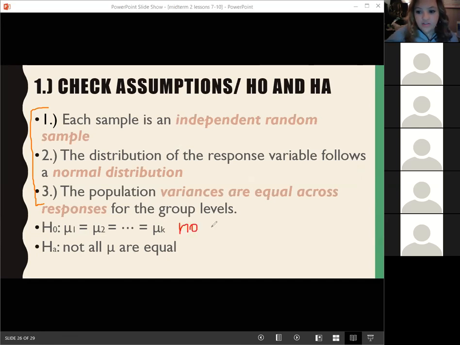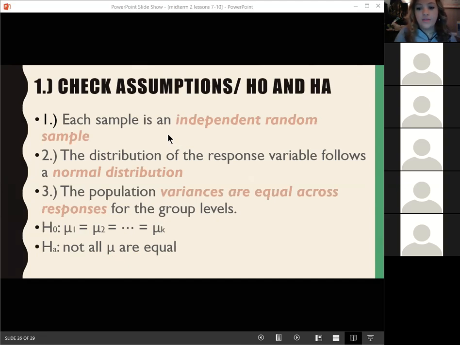The null is basically saying that there's no change, that all of the means are equal. And then our alternative is obviously just saying that not all of them are equal. That's going to say that there is some sort of change. This just means that at least one of them is not equal. So it's not a certain amount of them. As long as at least one is not equal, that's going to satisfy our alternative hypothesis.